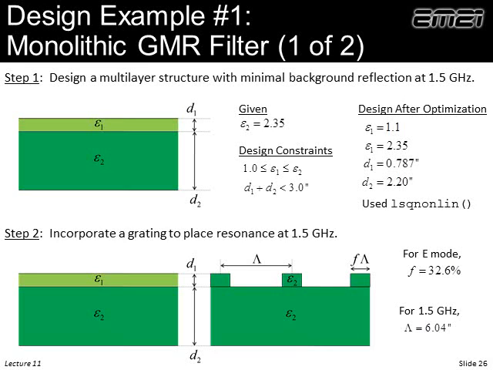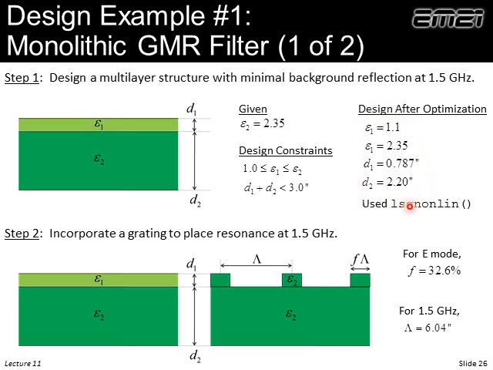Here's an example. Let's say we want to design a monolithic guided mode resonance filter. So we want a slab of dielectric, and we want to cut some grooves in it and have that be a guided mode resonance filter. Well, so we start off with what's on the left. We have a two-layer problem. Layer 1 has thickness D1 and dielectric constant epsilon 1. Layer 2 has thickness D2 and dielectric constant epsilon 2. Well, we can use some kind of optimization. For this simple case, I used a function in MATLAB called lsqnonlin, and out comes a design.